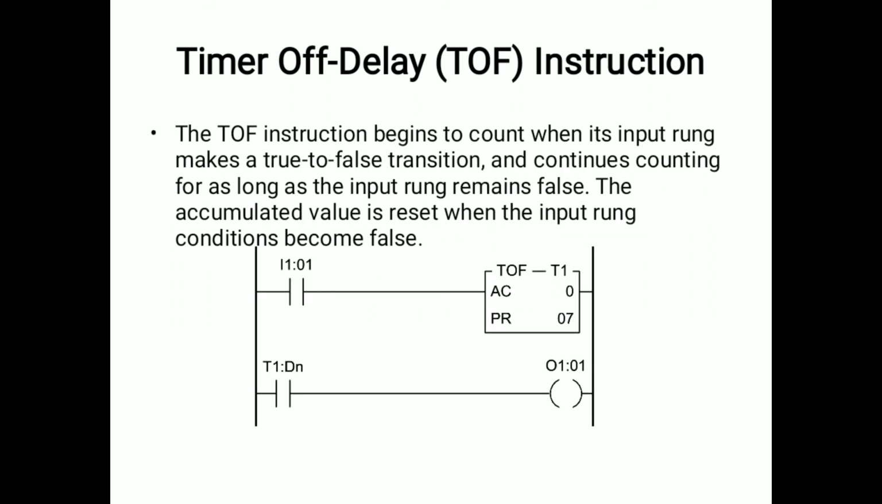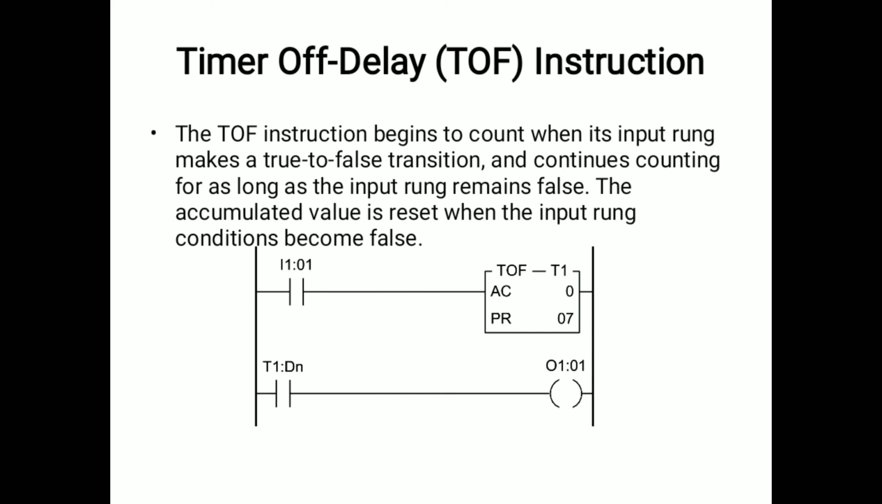Similarly, we have the timer off instruction. The timer off instruction is used to count when the input range makes a true to false transition, and continues counting as long as the input range is false. If we use T on to turn on any device after some time, and T off means if we want to turn off any device after some time, then we will use the T off instruction.